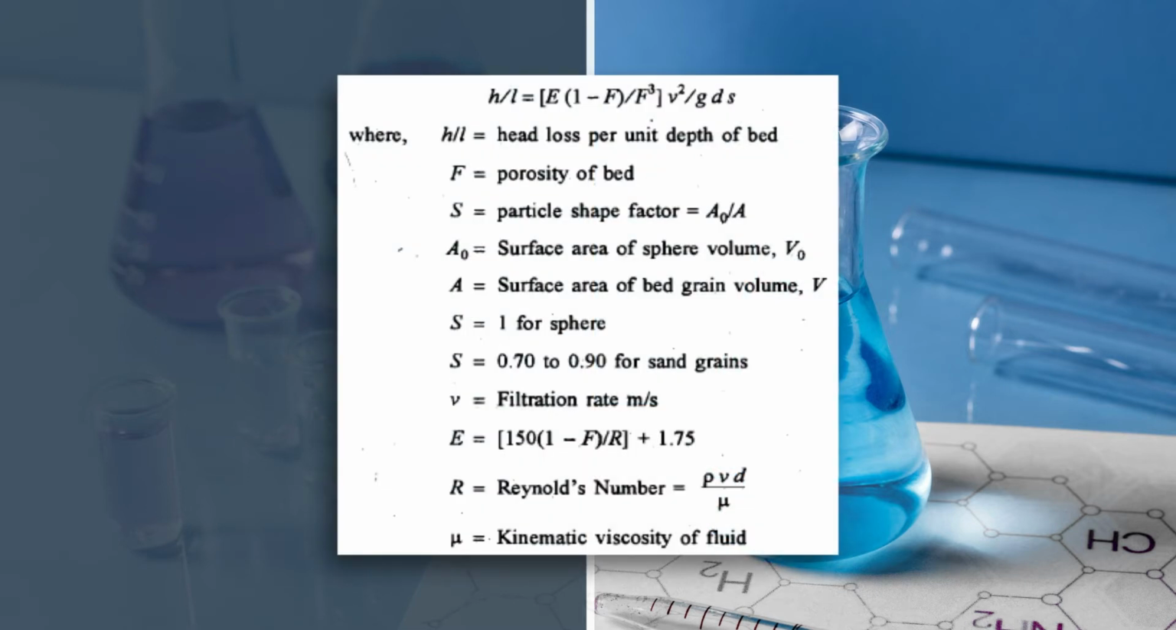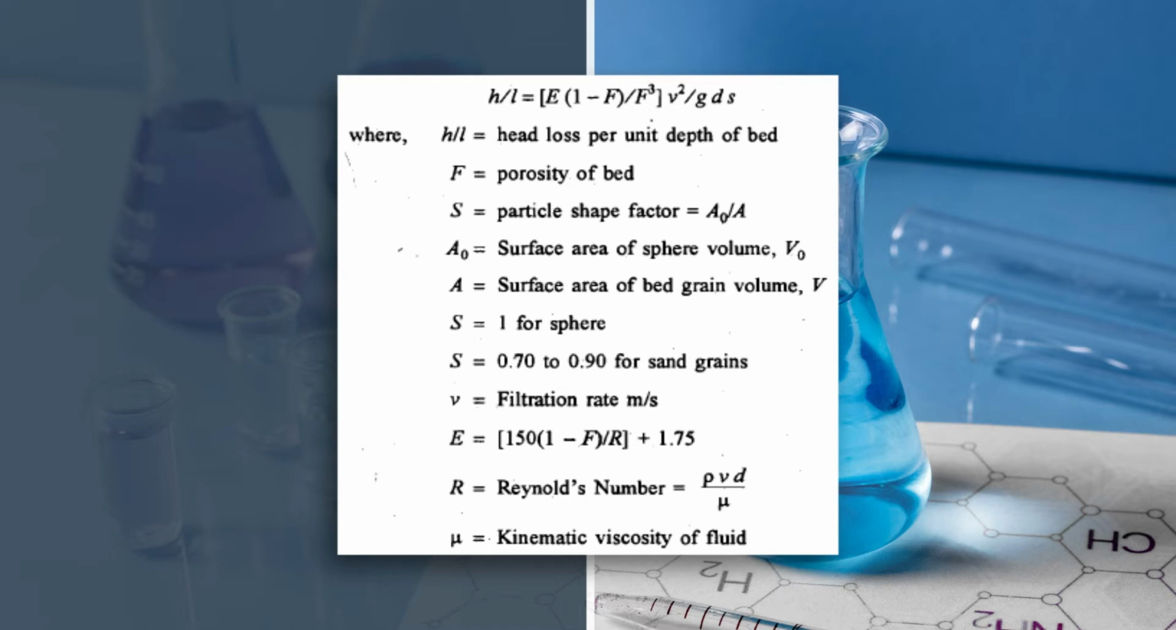So here the formula: h/L = E(1 − f)/f³ × v²/(g·ψ·d). Here h/L is head loss per unit depth of the bed, f is porosity of the bed, and ψ is the particle shape factor, which is equal to A₀/A. Here A₀ is the surface area of the sphere of volume V₀, and A is the surface area of the bed grain of volume V.